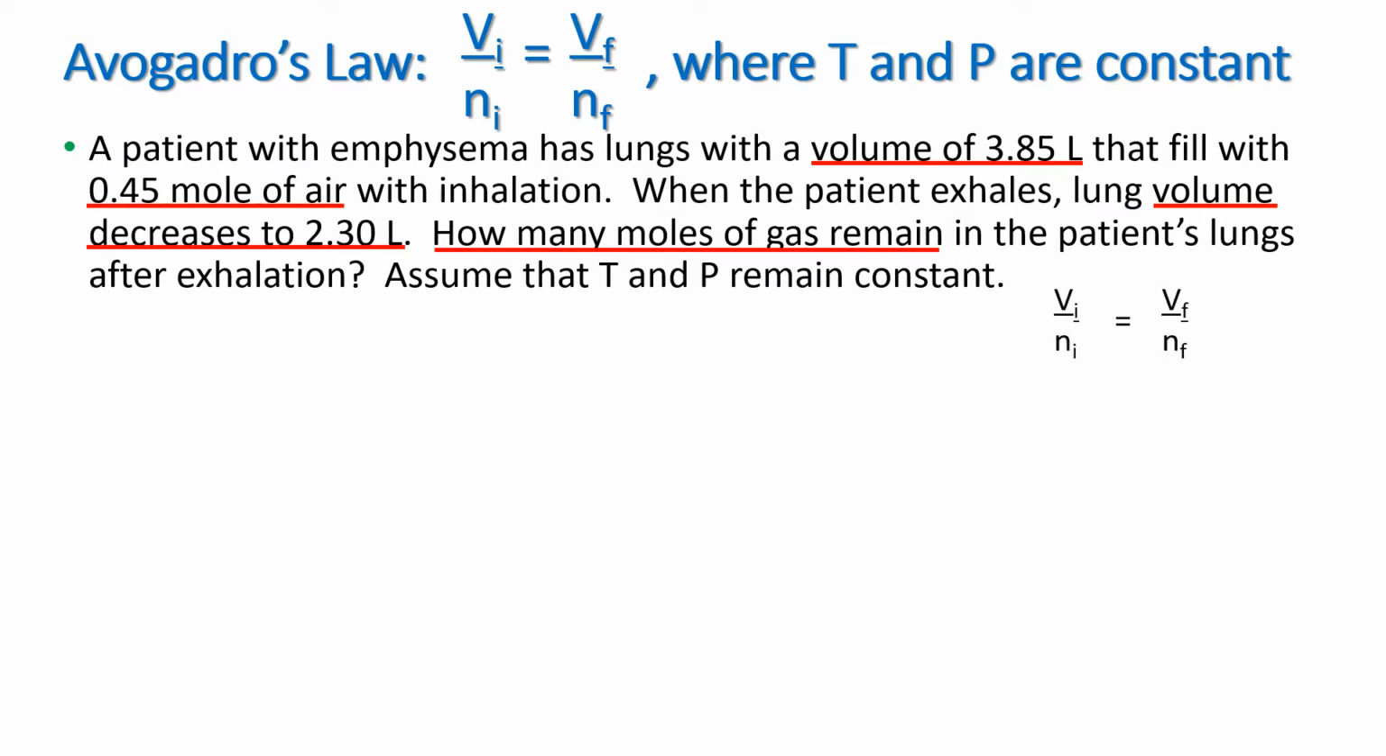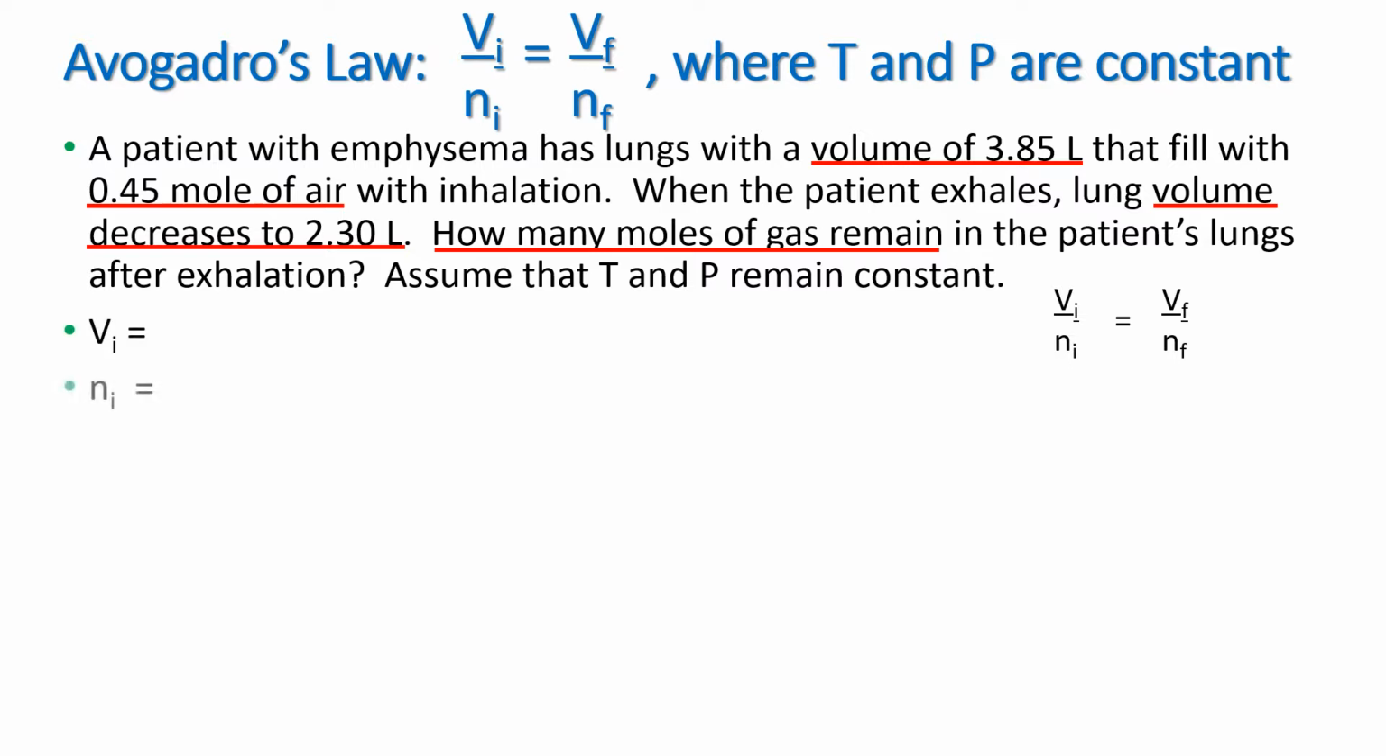So because we're given the variables of volume and moles, where temperature and pressure are held constant, we know that we're using Avogadro's law. Now our variables for Avogadro's law are initial volume, which we write as capital V with subscript I, over initial moles, which we write as little n with subscript I. And that's going to be equal to our final volume, which we write with capital letter V with a subscript F, and that's going to be over little n with a subscript F.